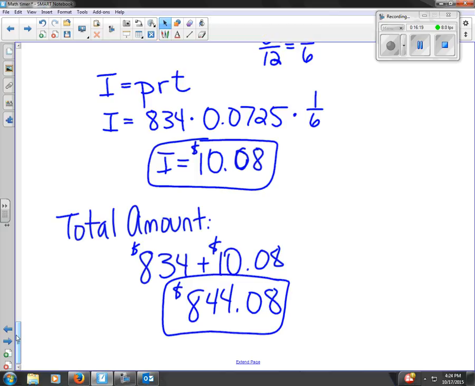So it's just a matter of being careful with your interest rate, being careful with the percent there, and being careful with the month, that fraction. That's going to throw people if you're not careful.